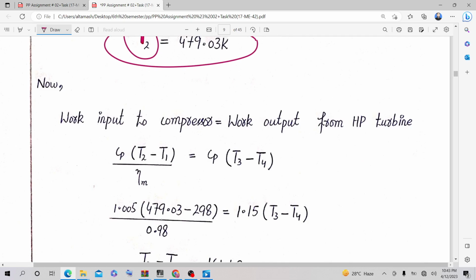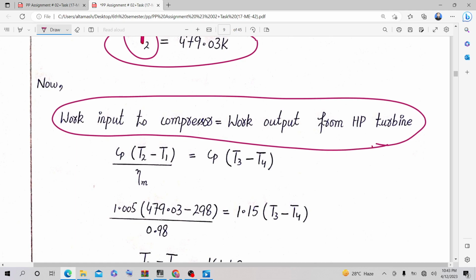Now work input to the compressor. Now here is the point. It is a very good point. Work input to the compressor is equal to work output from the high pressure turbine. This is a very important statement. The work that is input to the compressor is equal to work output from the high pressure turbine in ideal case. But we have certain minimum losses, it is actually not 100%. Our transmission of work from the high pressure turbine to the compressor is not 100%, it is actually 98%.